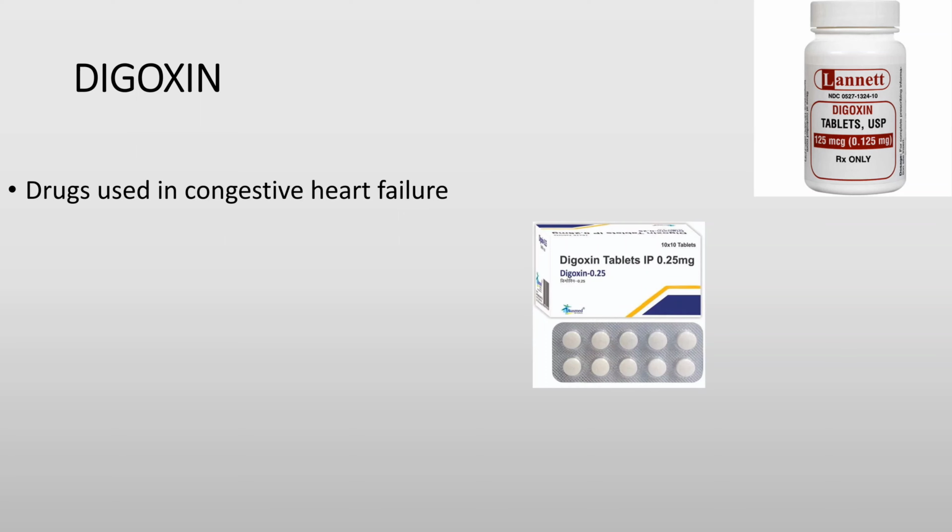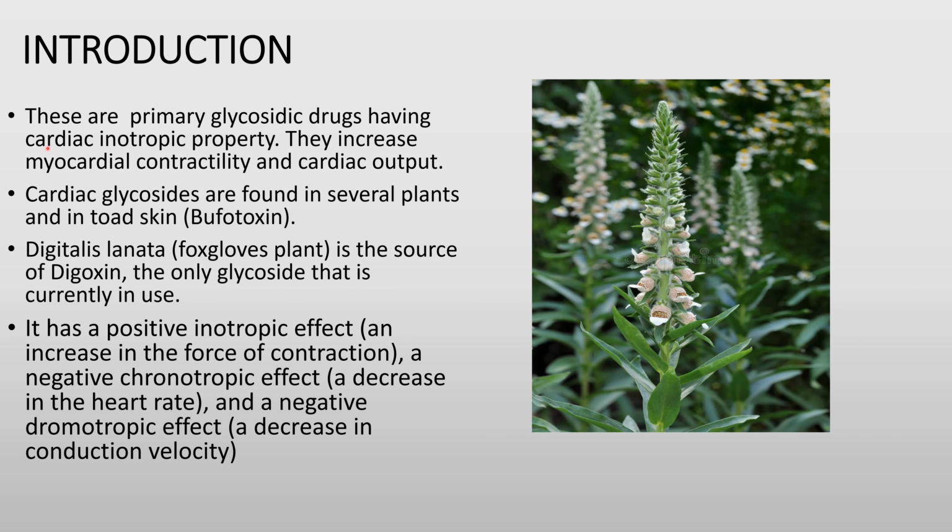So let's begin the discussion of digoxin. Digoxin is a drug used in congestive heart failure. Digoxin is primarily a glycosidic drug having cardiac inotropic property. Inotropic refers to change in myocardial contractility. So digoxin increases myocardial contractility and cardiac output.